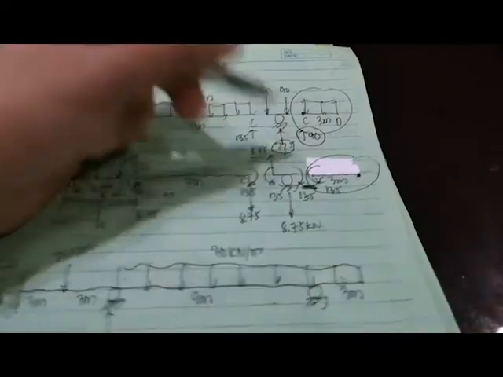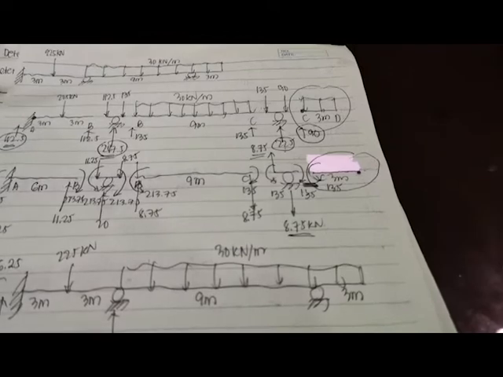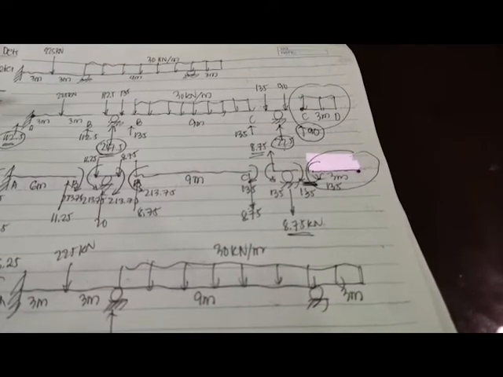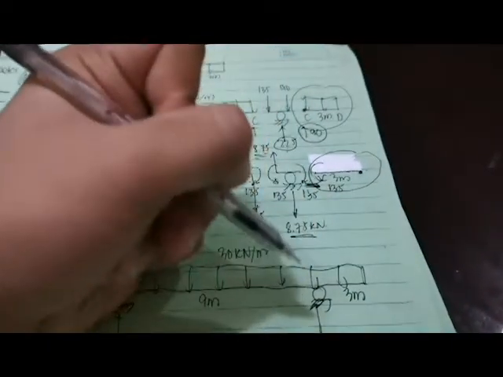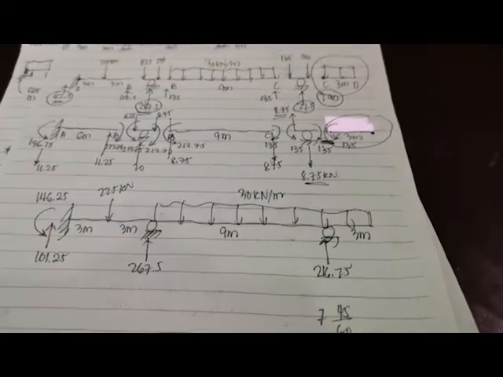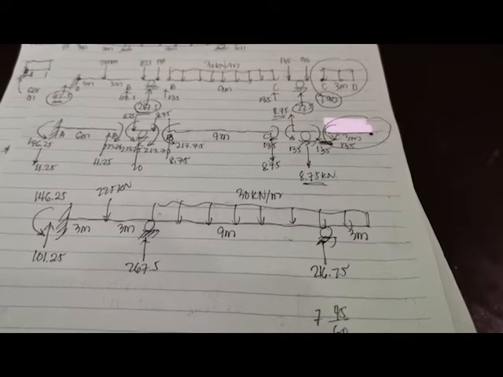Next, we have a 225 upward load. Further, we subtract it by 8.75. So 225 minus 8.75. This is equal to 216.25. So we check it using summation of forces and summation of moment.